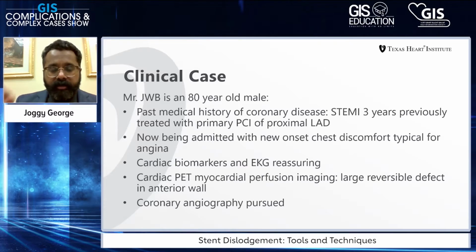His cardiac biomarkers and EKG were reassuring, so a stress test, a PET myocardial perfusion imaging, was performed, which demonstrated a large reversible anterior wall defect, which was concerning for either in-stent restenosis or a new left main or proximal LAD stenosis. So coronary angiography was pursued, and we're going to review the angiograms.